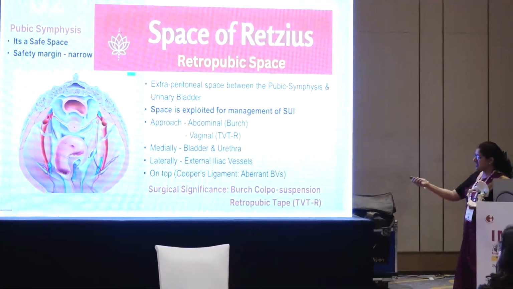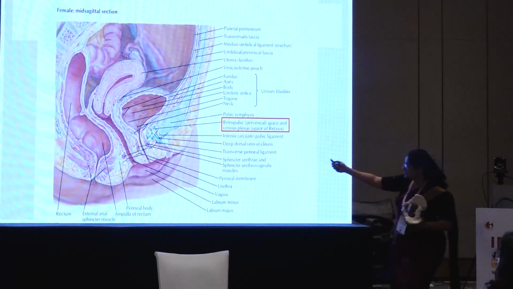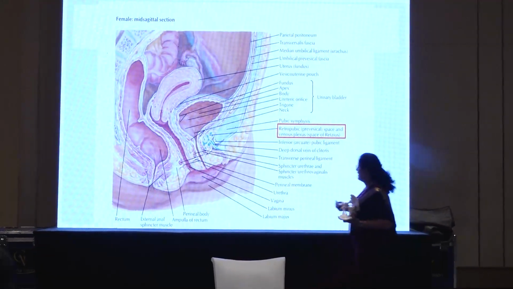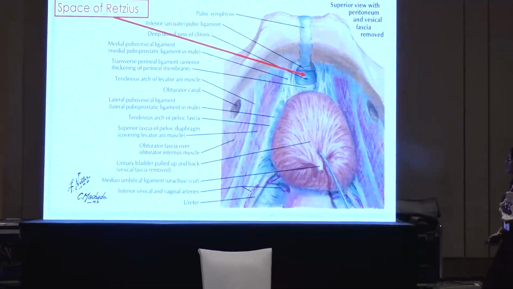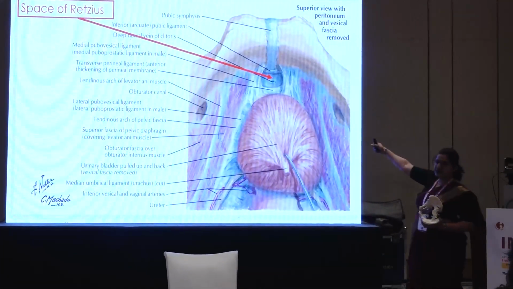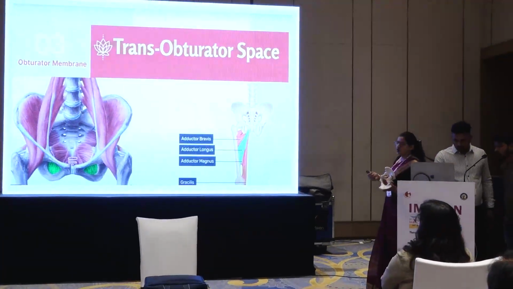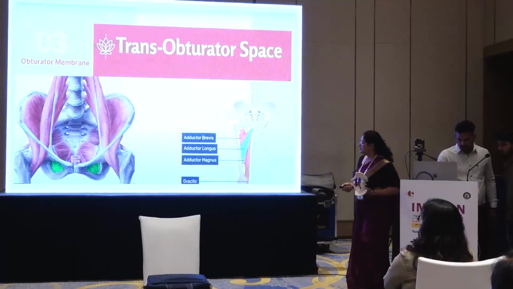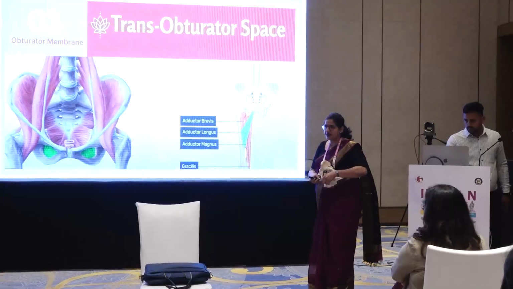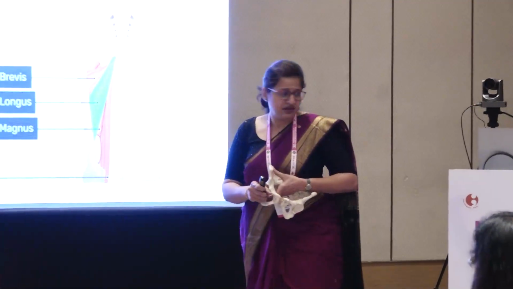Now the space of Retzius I have already talked of. You can just see the picture. You can see in sagittal section, this is the space of Retzius, full of fat, and this is a very good diagram which is showing the space of Retzius. You just remove the bladder and you can see the space of Retzius behind the pubic symphysis. Now this is the transobturator space I was talking of. I was talking of that there are two muscles, externus and internus, and there is an obturator membrane.